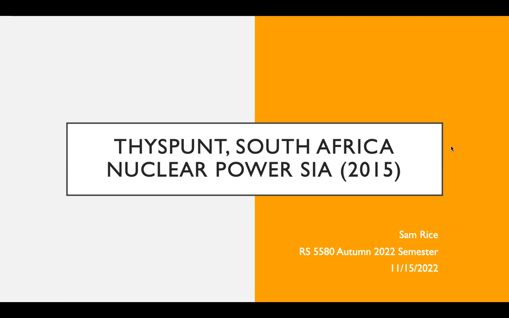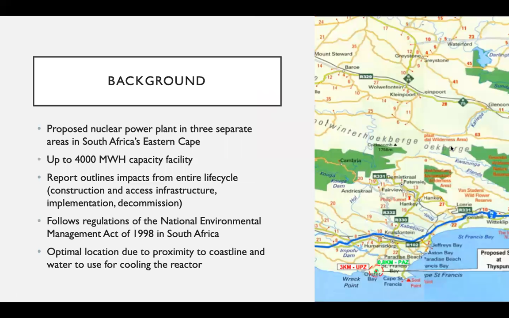This is my presentation over my SIA, which was for a proposed nuclear power station in South Africa, specifically in the location of Thyspunt. For some background, the report that I'm analyzing initially takes three locations into consideration. The one I'm focusing on is Thyspunt, but there's two others. I don't really know how to pronounce the names of them, so I'm not even going to try. But they're all within the Eastern Cape of South Africa.